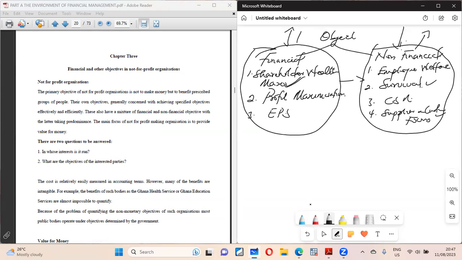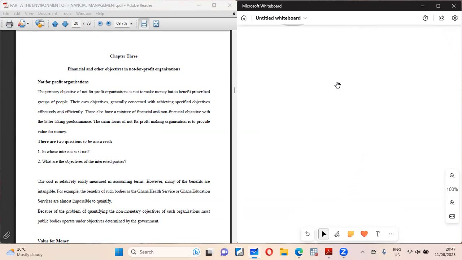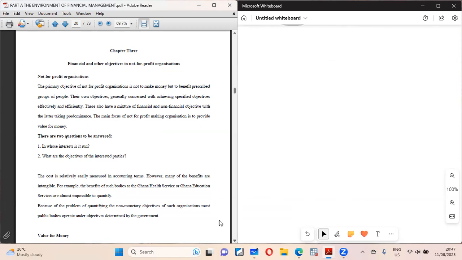And we move on to our chapter 3 here, where we want to talk about the financial and other objectives of the non-profit making organization. So we've looked at the financial for a profit-making organization and the non-financial. Let's look at that one for a non-profit making organization. What do you think is the objective of a non-profit making organization? What do you think is their objective?